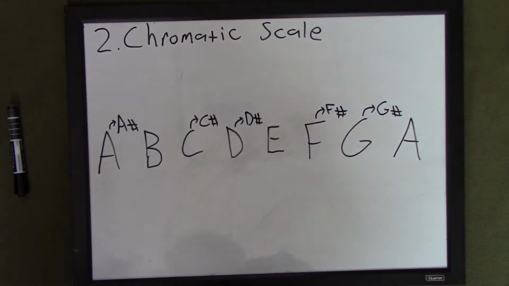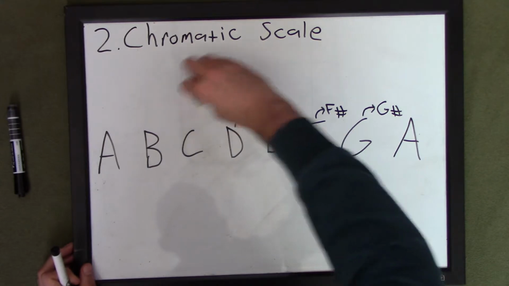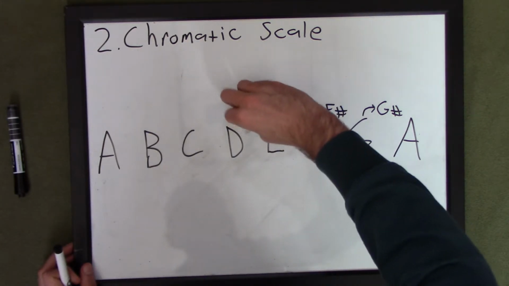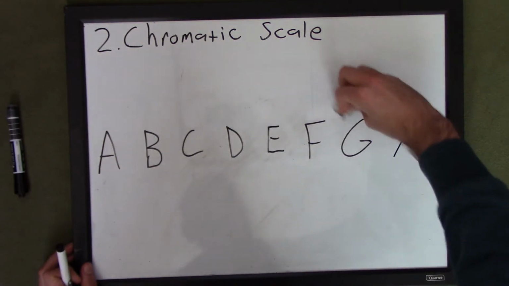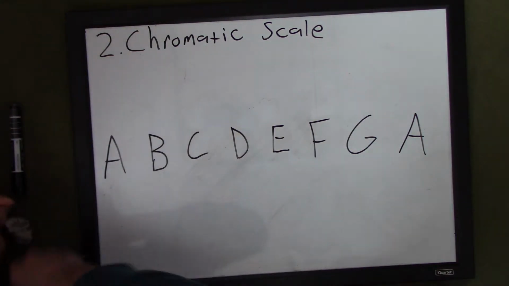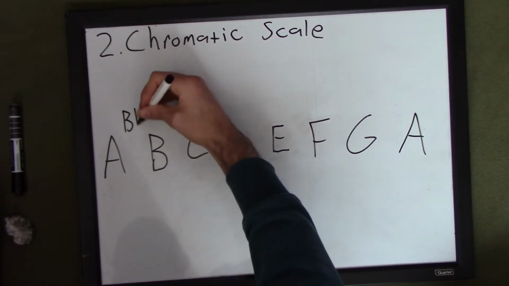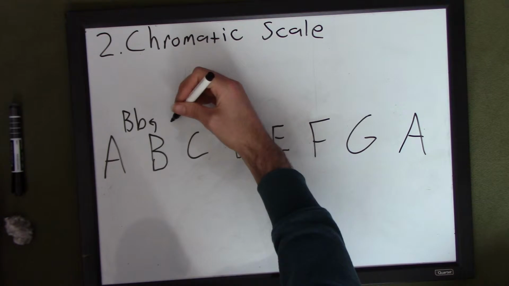So just as each of those in-between notes can be represented as a sharp, meaning they can be represented as a note above another note, so A sharp is the note above A. C sharp is the note above C. They can also be represented as the note below something. So the note below B is called B flat.